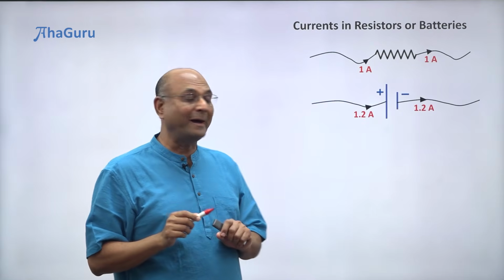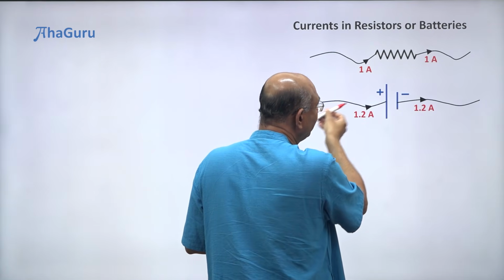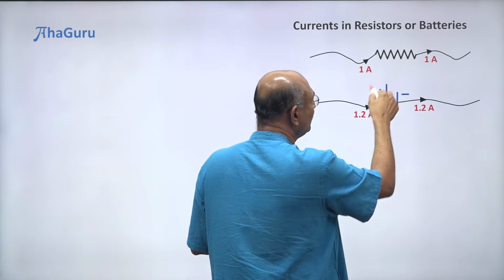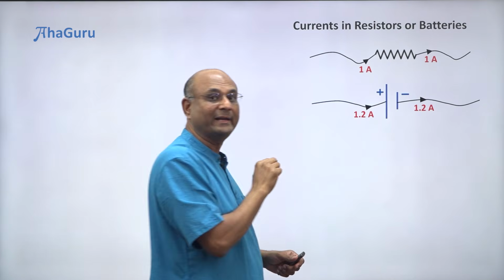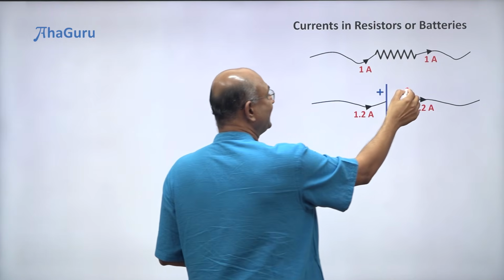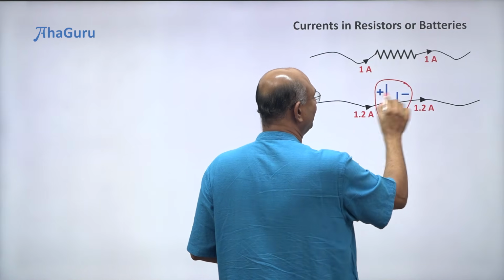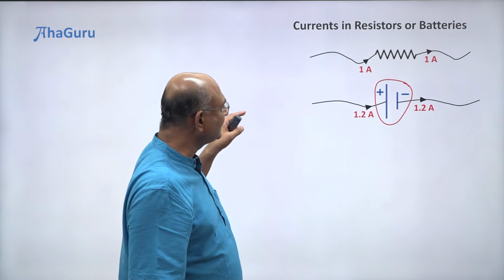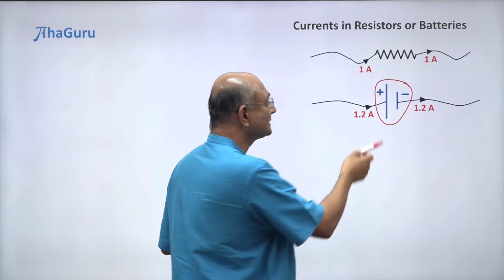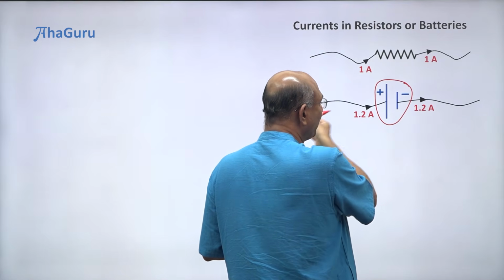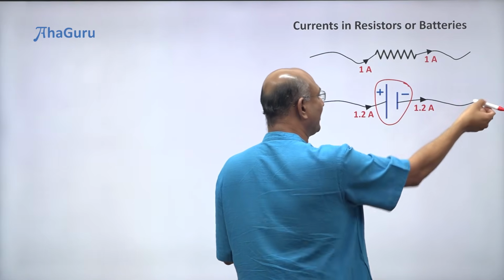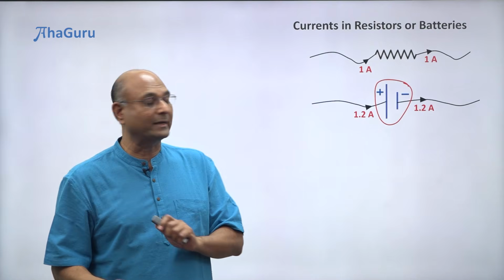Same way, if I have a battery, 1.2 amperes enters the battery, you cannot have charge accumulating. Though we write plus and minus sign here for the battery 2 terminals, what is entering the battery must get out of the battery. So 1.2 amperes enters the battery, 1.2 amperes must come out of the battery.